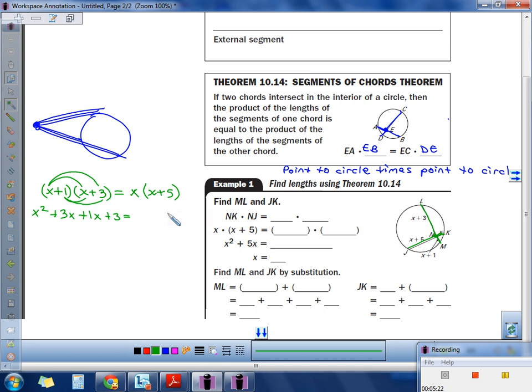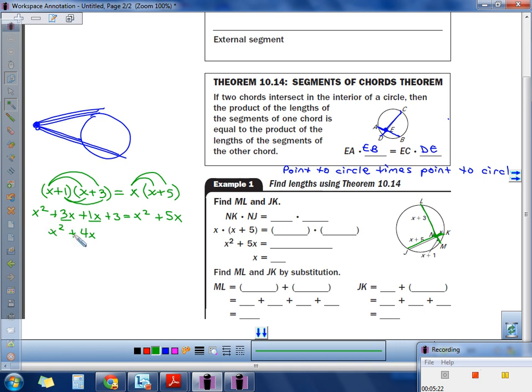Similar process over here, except we're just distributing one term. X times x, x squared. X times 5 is 5x. So now the challenge is to solve this for x. Sometimes it's easy, sometimes hard. Does anybody know what to do first? Combine like terms. So I see that these are like terms. They're both my x terms. So 3x's plus 1x is 4x's.